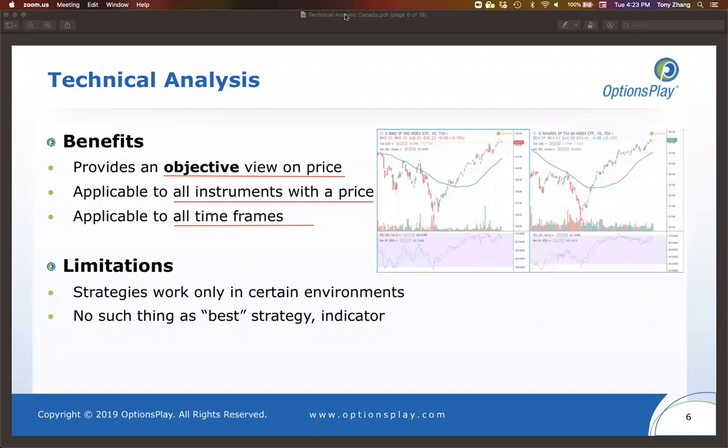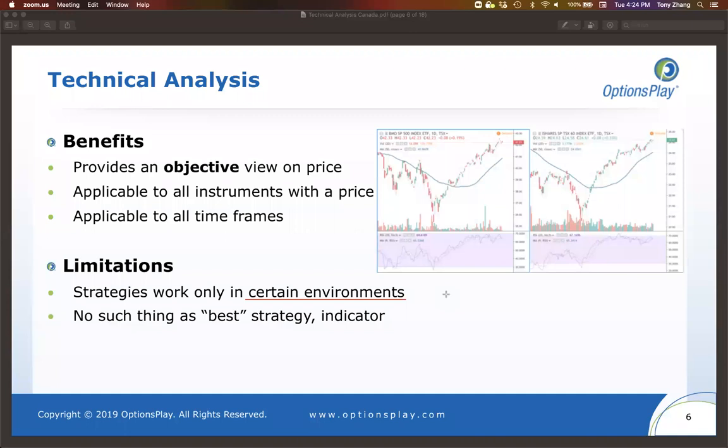Now, it's really important to understand that just as with any form of analysis, there are limitations. Many strategies tend to work best in certain environments. So if you're going to use technical analysis for trading, it's important not only to understand your strategy, but to understand when your strategy typically works well and when it doesn't, so that you can look back on some trades, whether you've made money or lost money, and analyze whether the environment was the right environment for your trading.